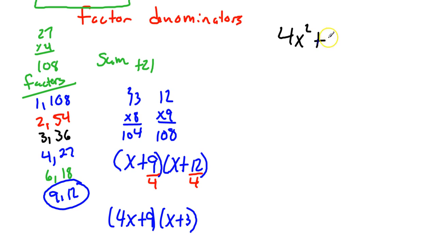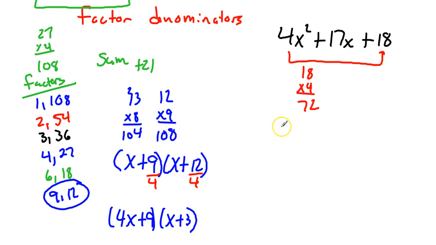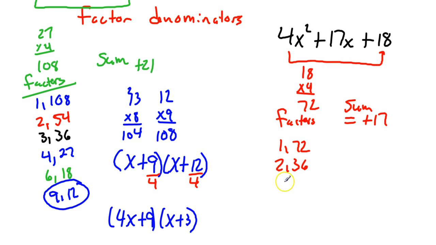Okay, second problem, we had 4x squared plus 17x plus 18. So if we do 4 times 18, that is 72. And we're looking for the factors of 72, where the sum is going to equal positive 17. Okay, again, 1 and 72 not going to work, 2 and 36. If we go with 3, it's 3 and 24. Of course, we had the 4 times 18, but that didn't work because that was close, 22.